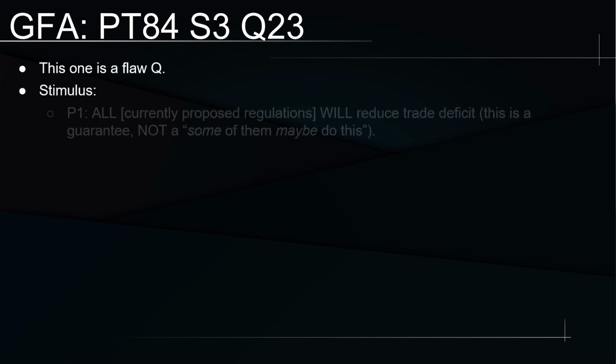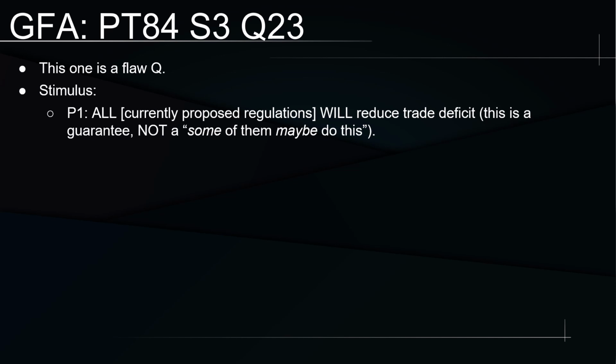So we'll start with GFA, and the question I think that is a good example of how to use it is PT84 Section 3, question number 23. This one is a flawed question. So the stimulus goes something like the first premise, all currently proposed regulations will reduce the trade deficit. Yeah, so it just flat out says it will reduce the trade deficit. So this is a guarantee. It's not a some other regulations maybe reduce the deficit. We are told flat out by our politician, every regulation, every single one of them is going to have this effect. Okay, so that's pretty solid.